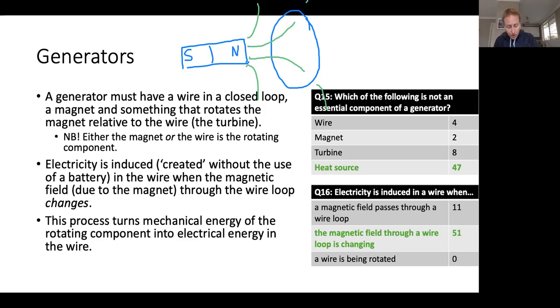So when we are inducing electricity, we are putting energy into electrons, but we have to take it from somewhere else. If this magnet were rotating, then we're taking some of that rotational mechanical energy from the magnet and putting it into electrical energy in the wire. And that's why there has to be motion involved for generating electricity.